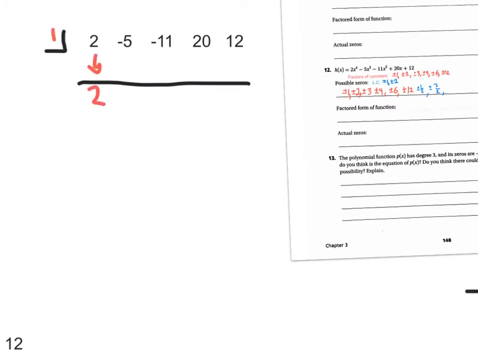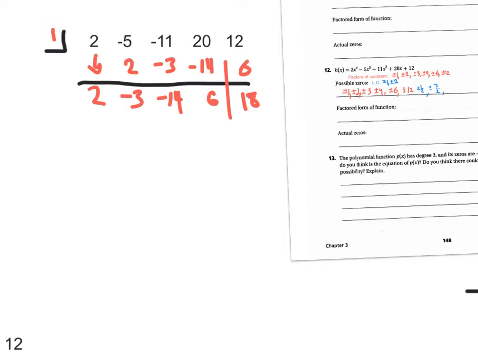The 2 comes down. 1 times 2 is 2. Negative 5 and 2 is negative 3. 1 times negative 3 is negative 3. That's going to give me a negative 14. 1 times negative 14 is negative 14. 20, take away 14, 6. And that's not going to work because 12 plus 6 is 18, and that's not 0. So that did not work. So 1 does not work. So we need to try the next number.